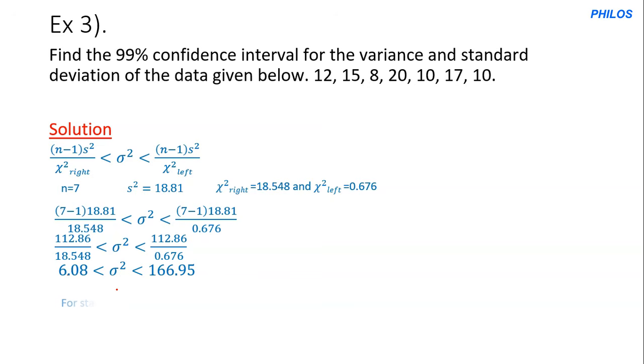After that, we estimate the confidence interval for the population standard deviation. To do that, we take the square root of the variance. So we have square root of 6.08 less than population standard deviation less than square root of 116.95. Square root of 6.08 will give you 2.47, and square root of 116.95 should give you 10.81. So you can conclude that one can be 99% confident that the population standard deviation is between 2.47 and 12.92.